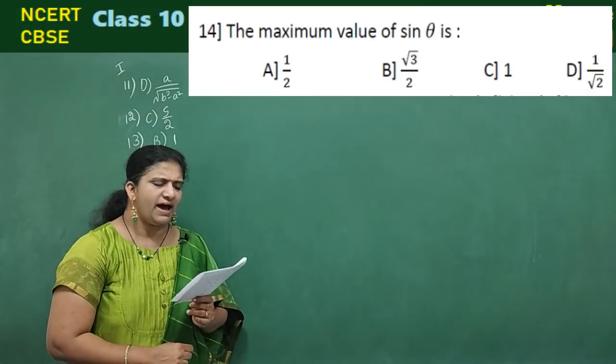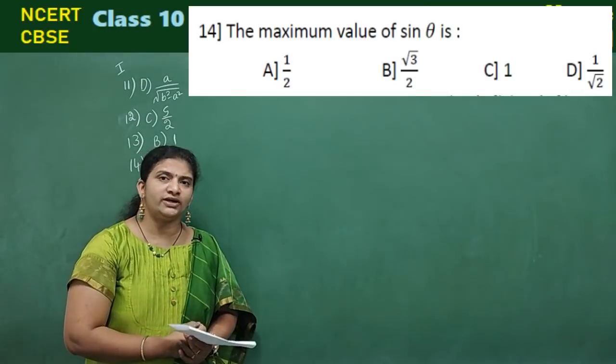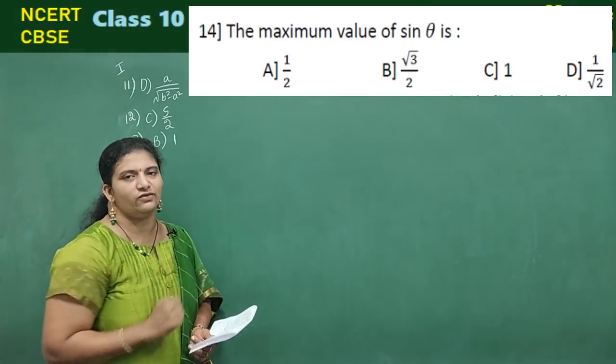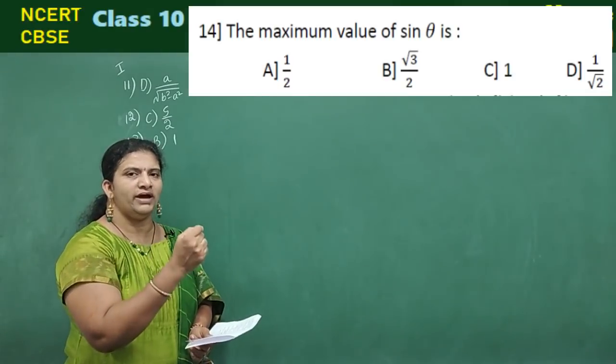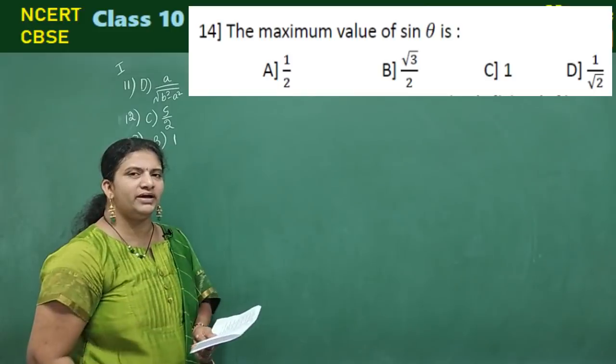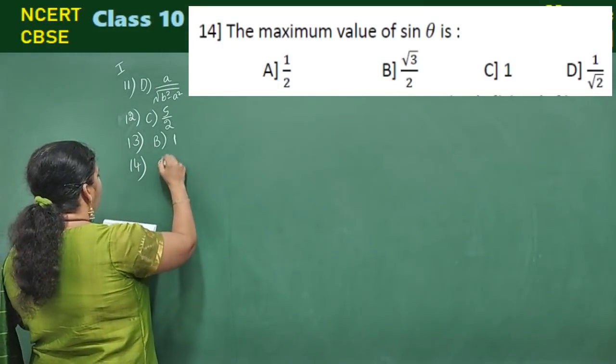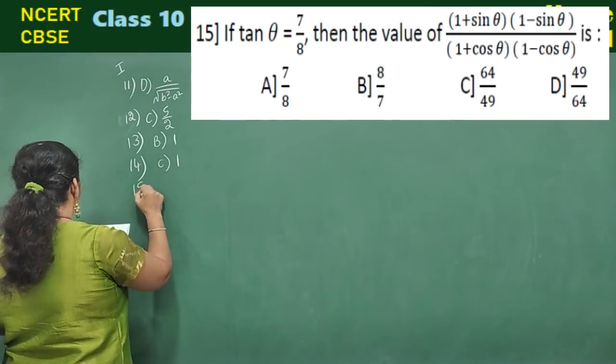14th question. The maximum value of sine theta is, in the trigonometric ratio table, you can remember the first row, children. What is it? 0, 1 by 2, 1 by root 2, root 3 by 2, 1. What is the maximum number? 1. Therefore, your option is option C, 1.